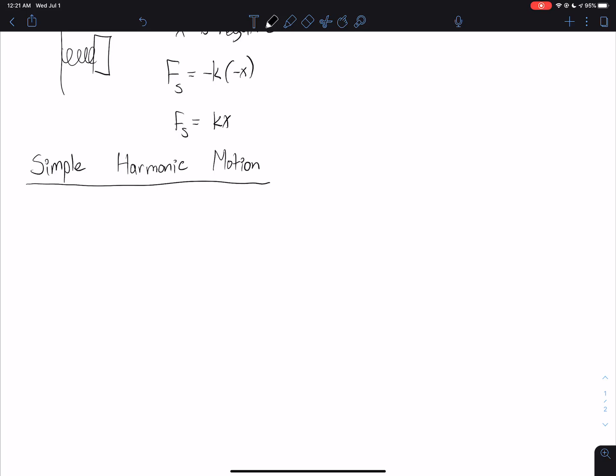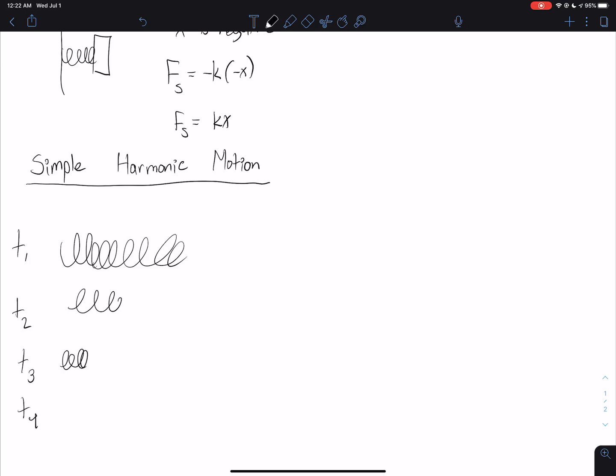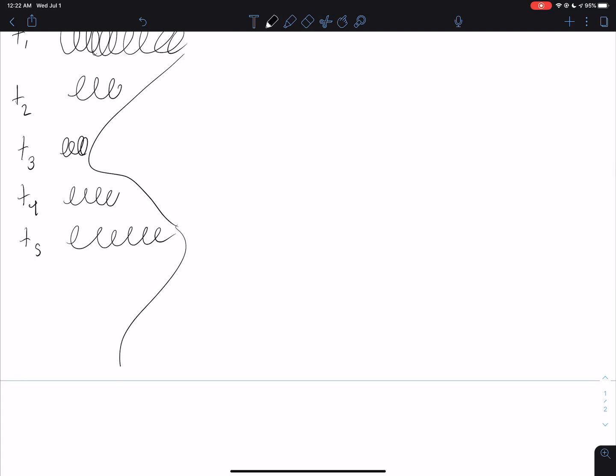So basically, let's say you have a slinky. Simple harmonic motion would be like, your slinky is stretched out at T1, and then at a second time it's at equilibrium, and then at T3 it's compressed, and then at T4 it's back to equilibrium, T5 it's back to stretched. You get me? So it follows that wave motion, and this could keep going.